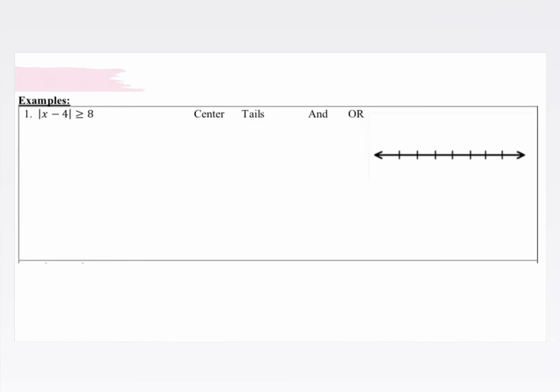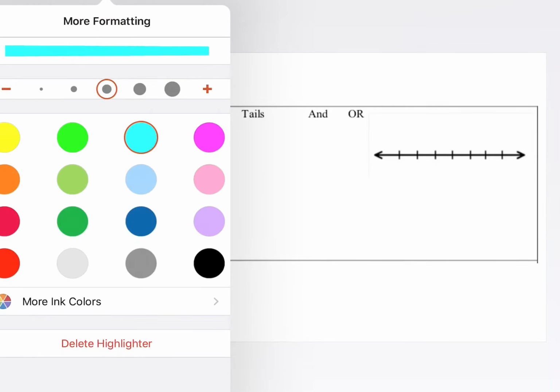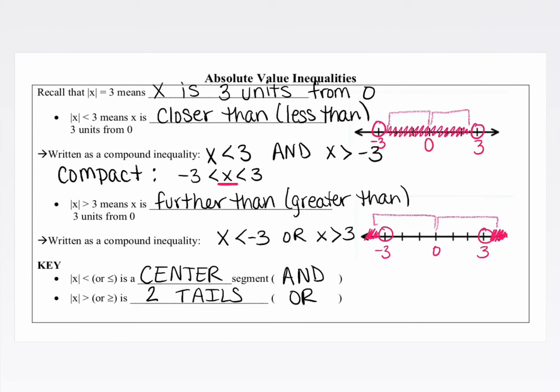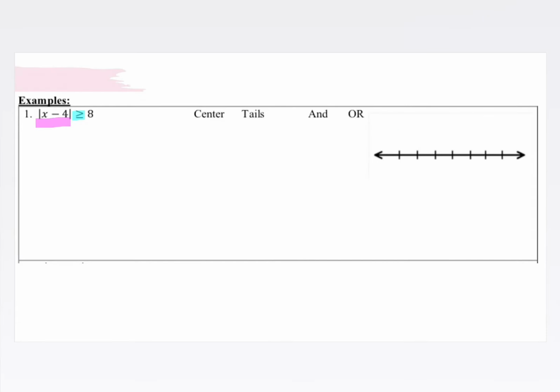Let's move into some examples. So just like when we were dealing with absolute value equations, we want to isolate our absolute value. It is at that point that we can determine where we're shading. So once we isolate our absolute value, now we can look at our inequality here. So if we go back to our key, we have a greater than or equal to. Greater than or equal to is, we're going to shade tails because it's an or. So I'm going to circle tails and or.